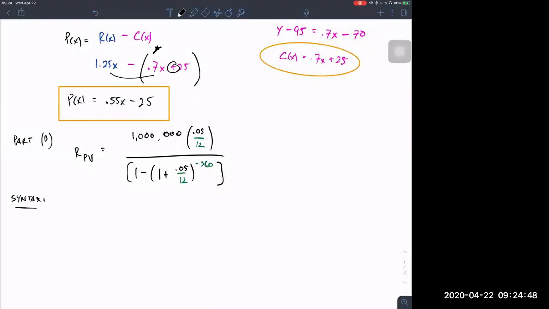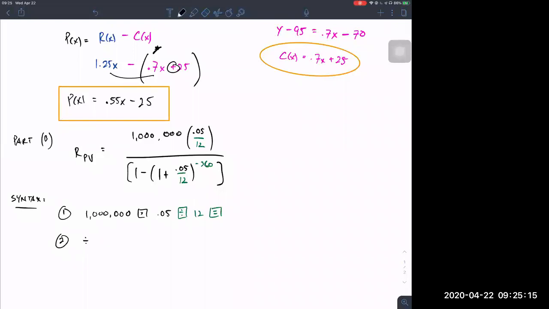Right, you're going to do this in 2 steps. So step 1, just go 1 million times 0.05 divided by 12, and then equal sign. Step 2, you're going to do a double parentheses, but before, no, I forgot something.